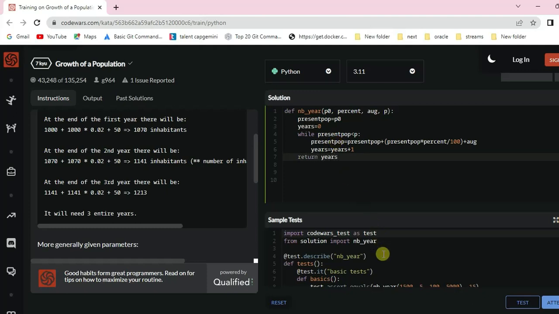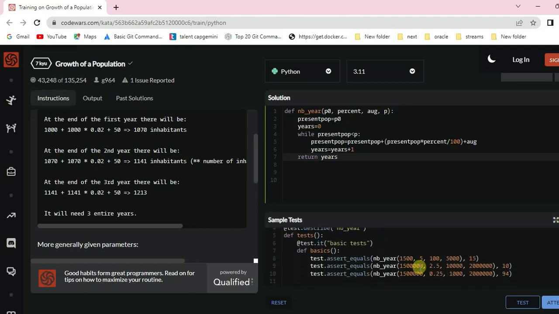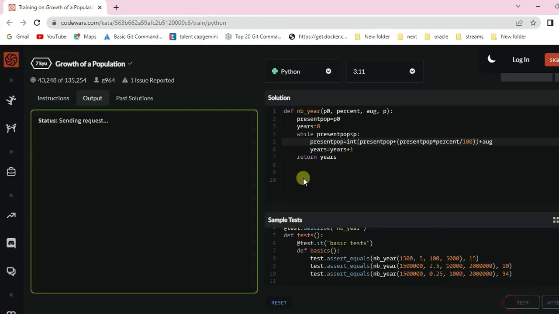Here one thing is there. If percent is 5, it's okay. If it is equal to 2.5, 0.25, there may be the condition of float like that. So in order to avoid it, I am converting whatever the output is to an integer value. So here all the test cases will be executed.